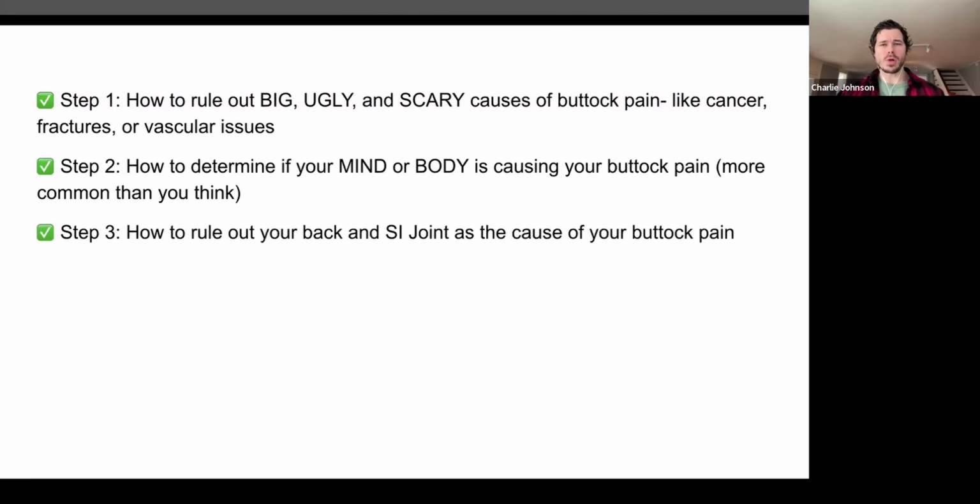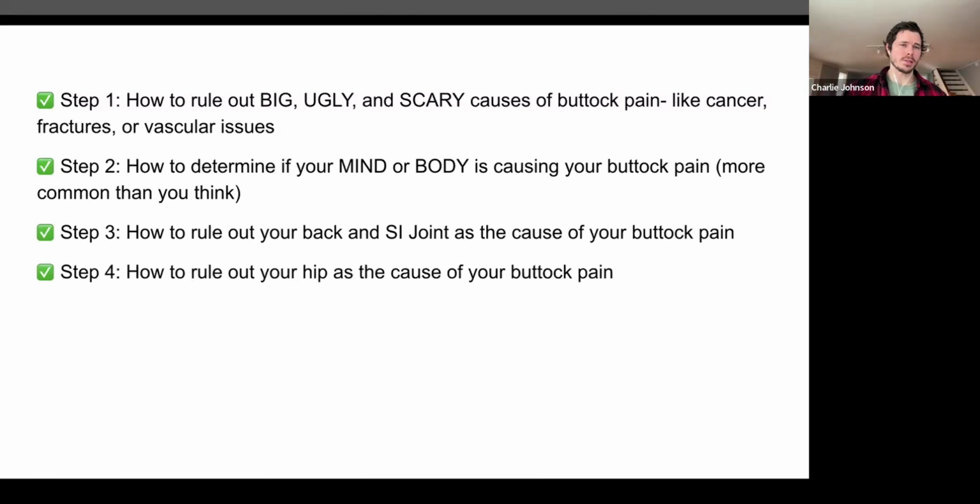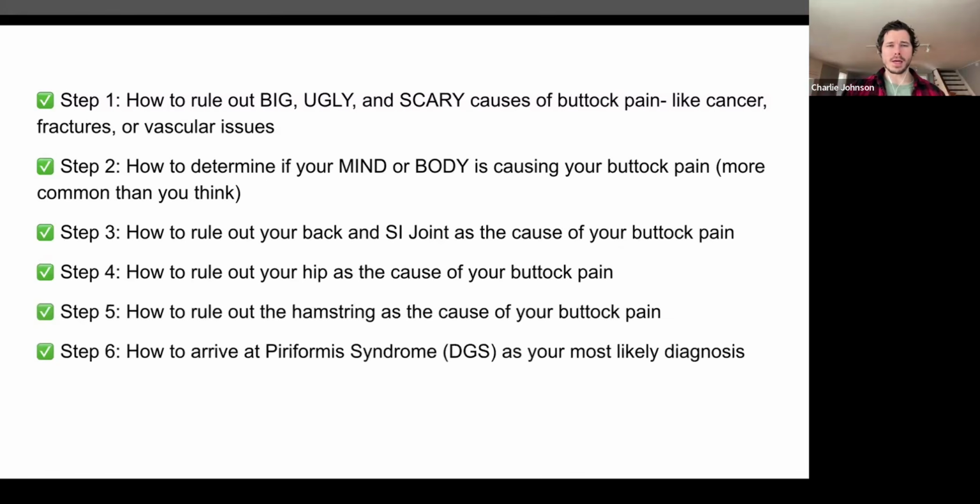Step 3, how to rule out back and SI joints as the cause of your buttocks pain. Step 4, how to rule out the hip. Step 5, hamstring. So we can finally arrive at the most likely diagnosis of Piriformis syndrome.